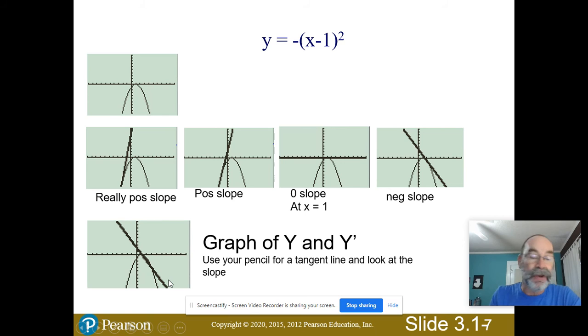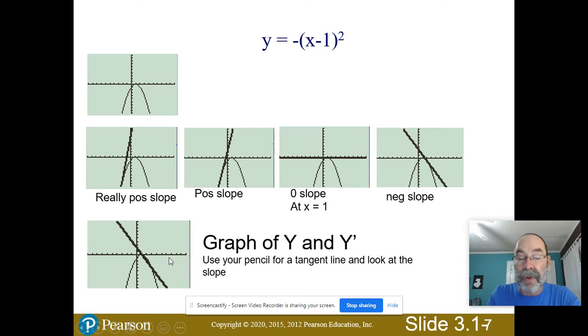Okay. Again, use your pencil for the tangent line and look at your slopes for each one of those points that you have. Start on the left-hand side and go up. And every time you have a hilltop, or you could have a valley, okay, y equals x squared, you have a valley at the very bottom of it, at the vertex. Here, our vertex is at 1, so we know that it crosses the x-axis at 1.